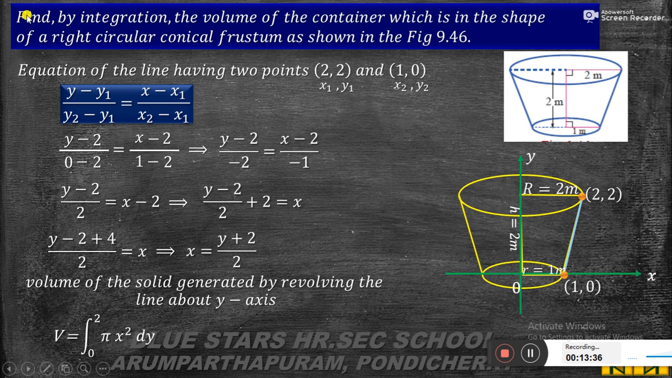So now we discuss the fifth problem. Find by integration the volume of the container which is in the shape of a right circular conical frustum, as shown in figure 9.46. This is the conical frustum. So here this is the container.